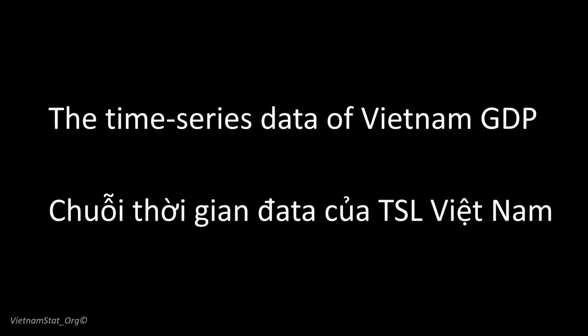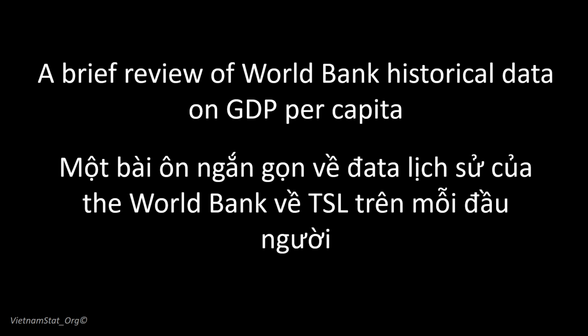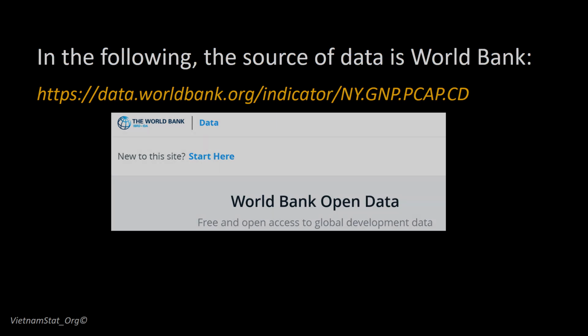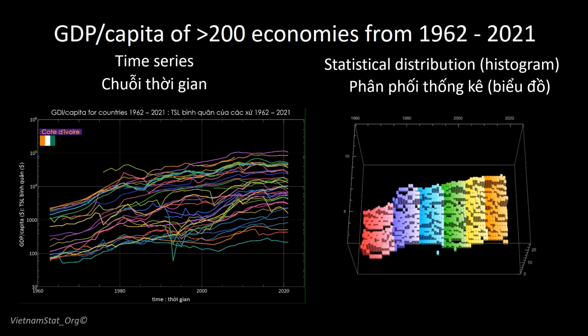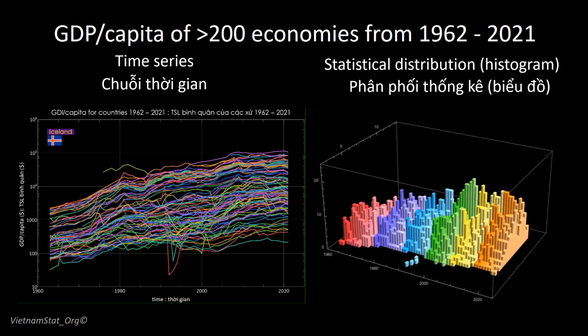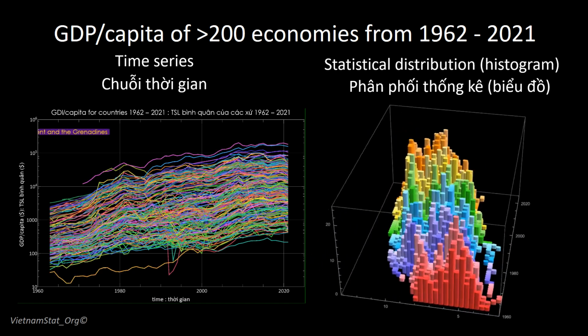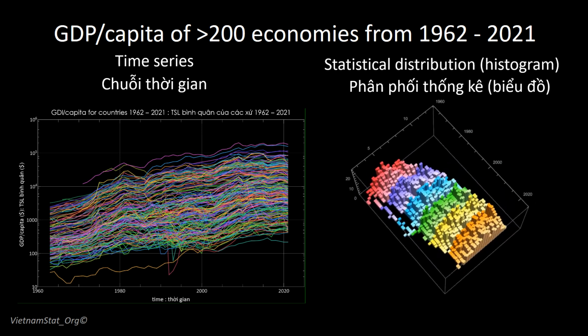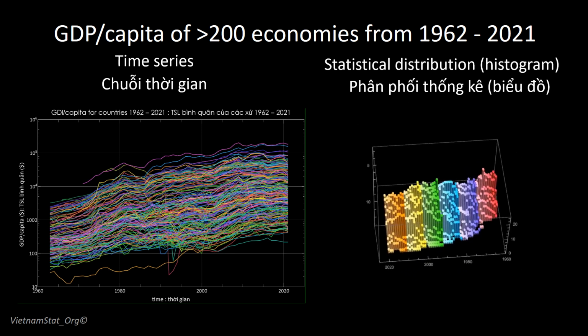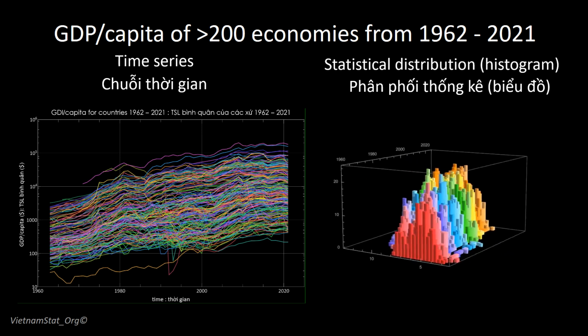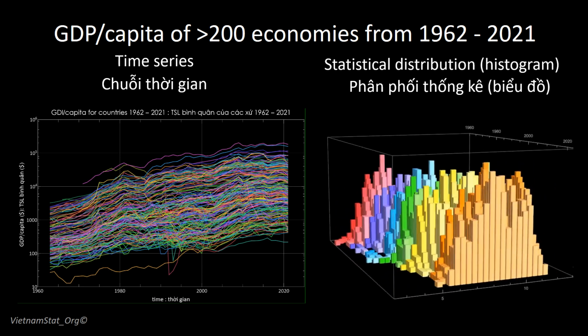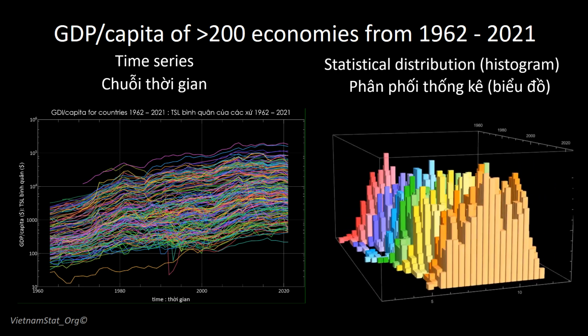The story of Vietnam GDP should be viewed with a historical context. The data used in the following are from the World Bank. The GDP data for over 200 economies and approximately 60 years are shown. The left-hand side shows the time series data plotted on log scale, and the right-hand side, the histogram just as above, except that it is not just for 1 year, but about 60 years.